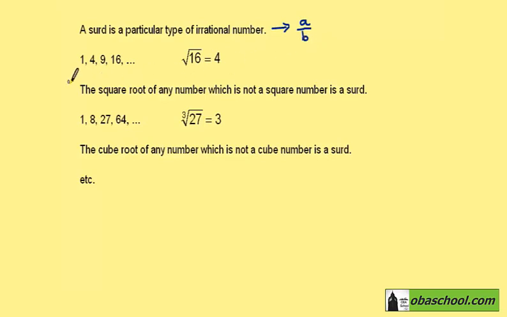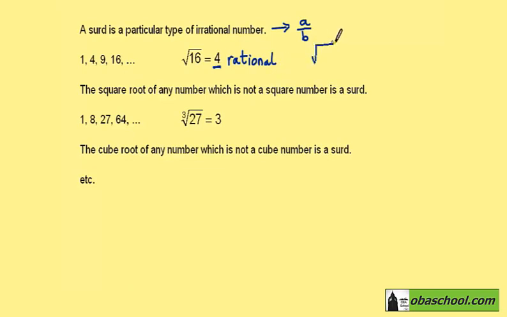Consider the sequence of square numbers 1, 4, 9, 16, and so on. If we take the square root of one of these square numbers, we get a whole number. And of course, whole numbers are rational numbers. We can always express whole numbers as fractions. For example, 4 can be expressed as 4 over 1.